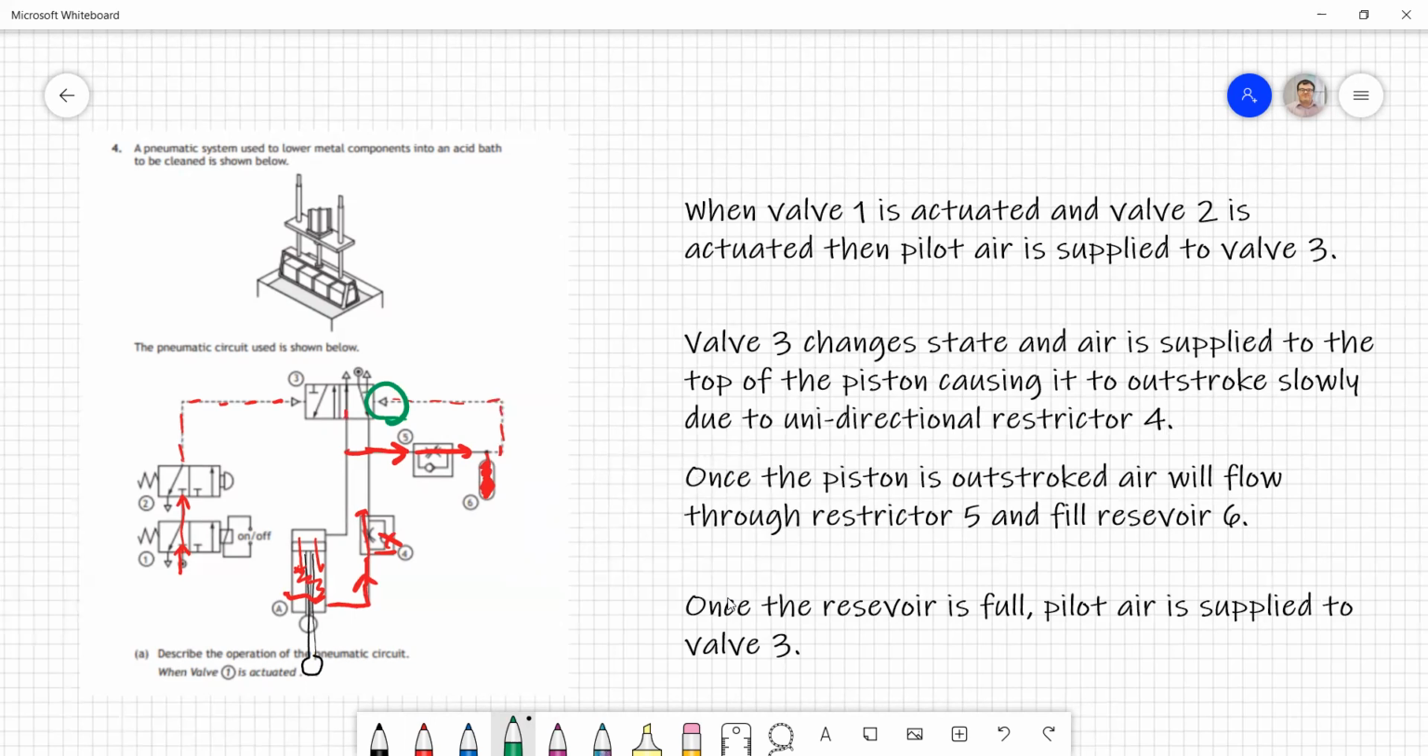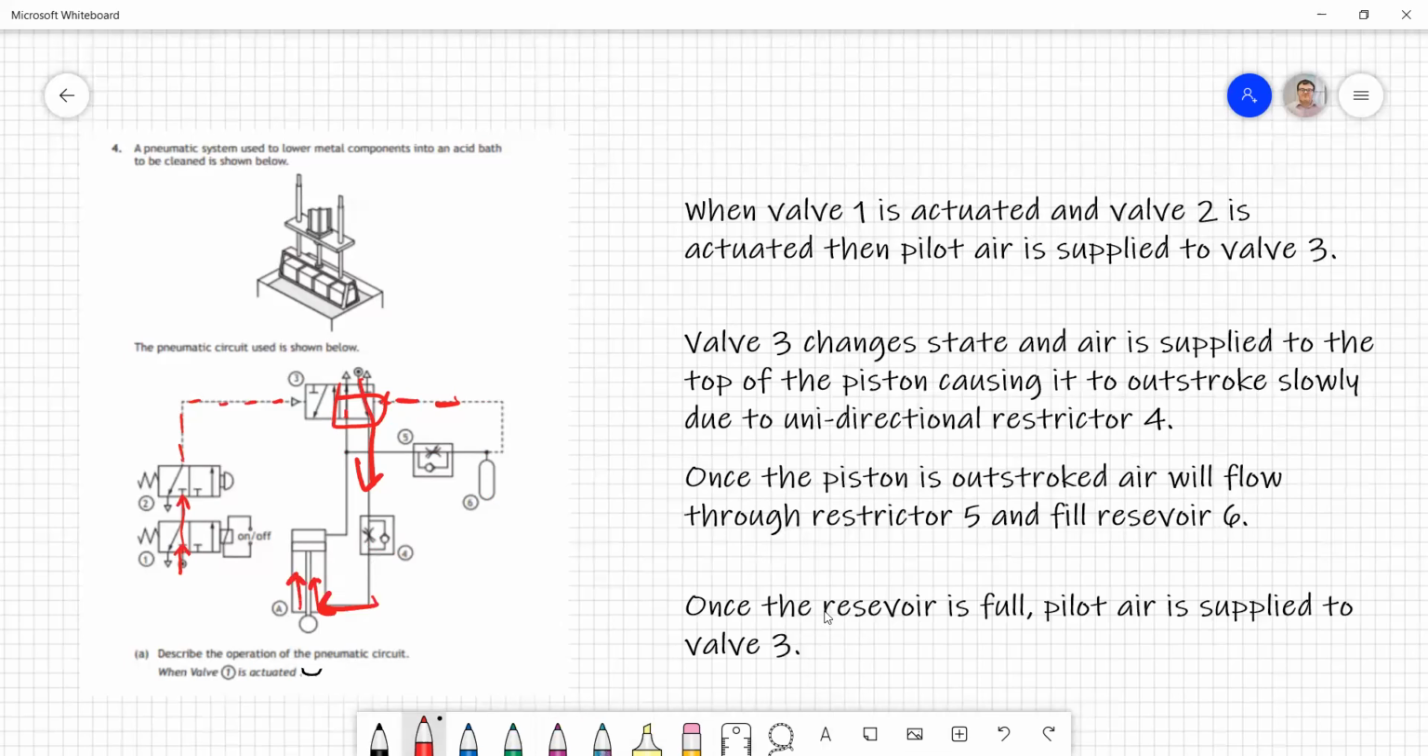So I'll just erase some of the drawings from the diagram just now, just so we can see what's going on here. If we have pilot air coming in here, it's going to switch us back into this state, meaning air is going to flow up this way again, and our piston, which is currently outstroked, is going to have compressed air pushing it back in, instroking the piston.